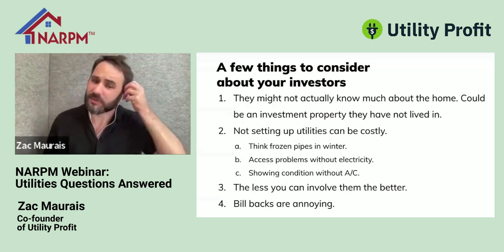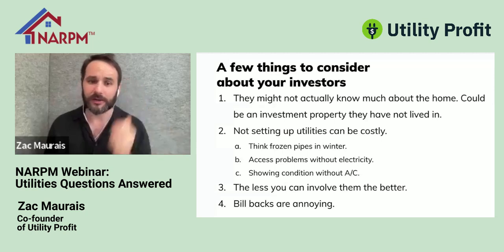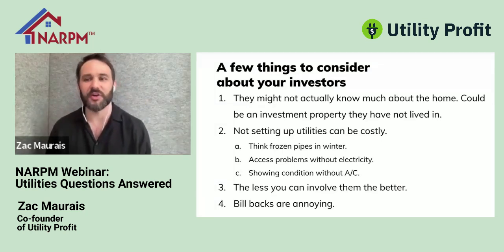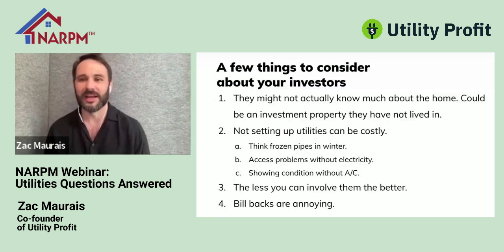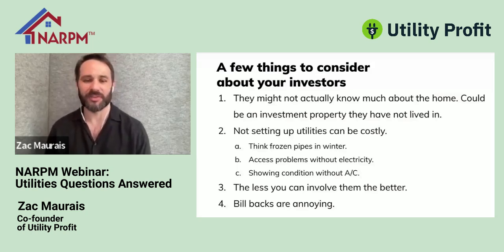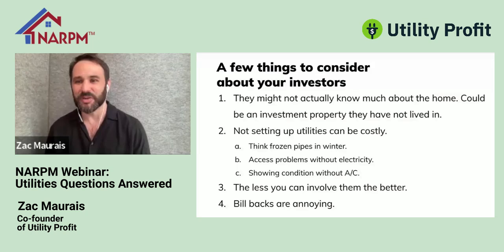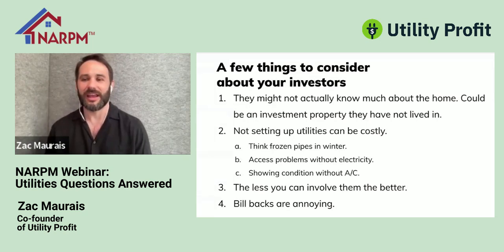And then a mistake within utilities can be costly. There can be different access problems to the home if you are trying to do self showings and it doesn't have electricity, different things related to pipes freezing or homes being too hot without AC. A lot of different things in there where you just don't want to have a costly bill from doing it wrong. And then really the less you can involve the property owners, the better. It's like a squeaky wheel type of thing. You want it to be out of sight, out of mind, and just magically have it solved.